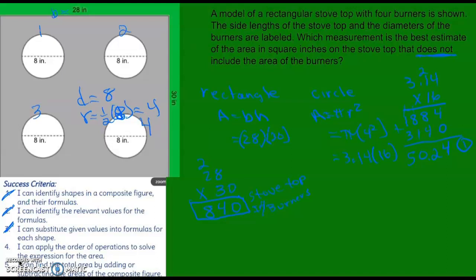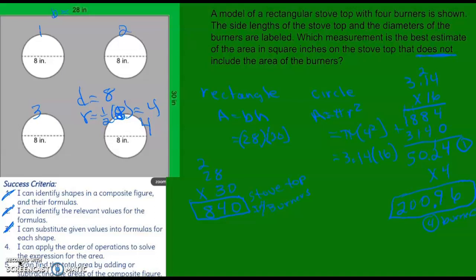So then I take that amount and I multiply it by 4. 4 times 4, 16, carry the 1. 4 times 2 is 8, plus 1 is 9. 4 times 0 is 0, and 4 times 5 is 20. And I've got 2 decimals, so now I have 200.96. That's the area of 4 of the burners.